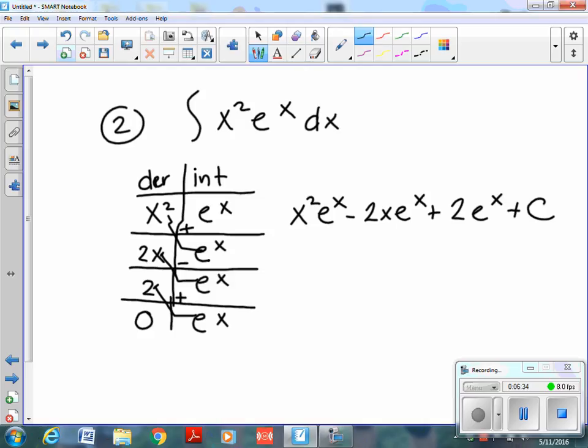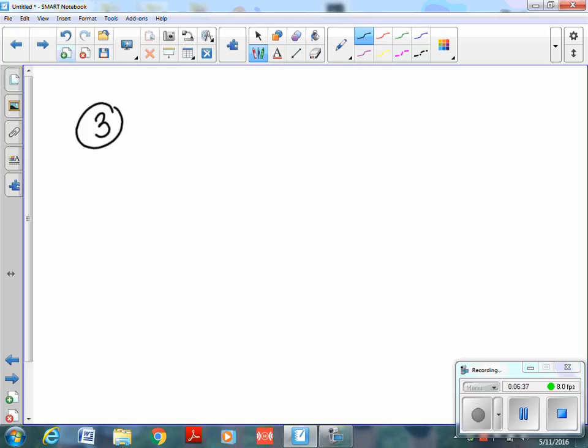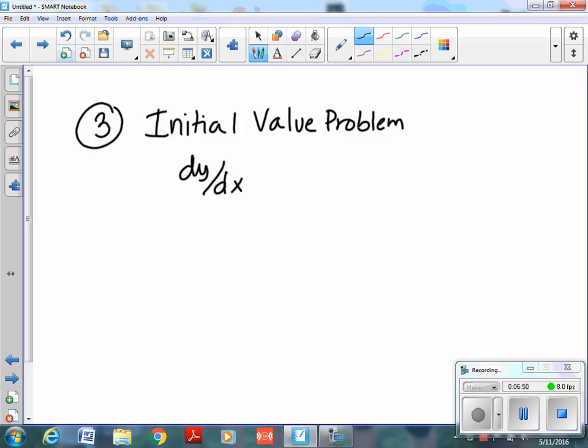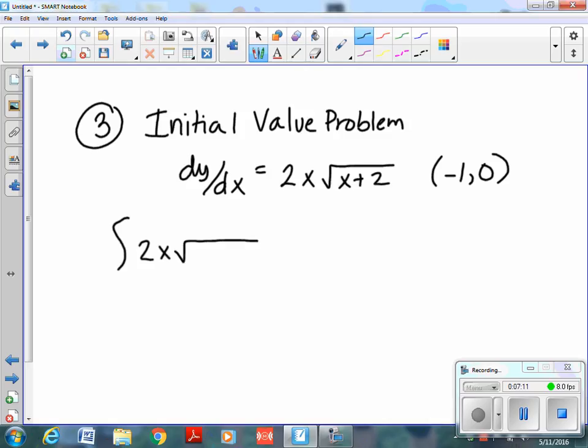Okay, one more, except we're going to solve an initial value problem. And then I'll start doing limits. dy/dx equals 2x square root of x plus 2, and the initial point is (-1, 0). We're supposed to come up with the initial value, which means we need to find y. So we're going to integrate 2x square root of x plus 2 dx.